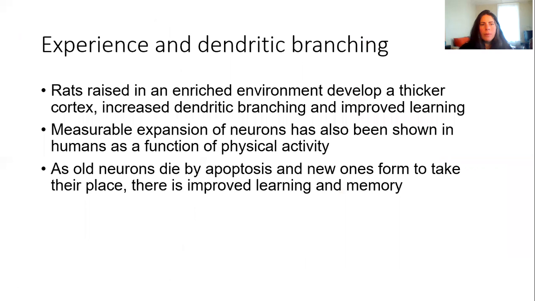Now, rats raised in an enriched environment develop a thicker cortex, increased dendritic branching, and improved learning. Measurable expansion of neurons has also been shown in humans as a function of physical activity. As old neurons die by apoptosis and new ones form to take their place, there is improved learning and memory.